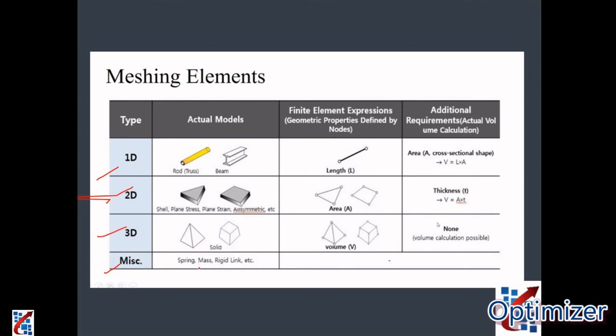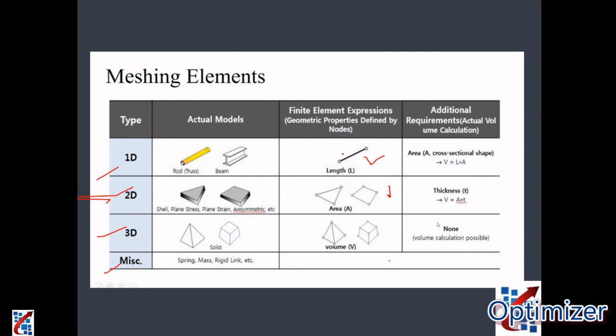And miscellaneous means when you are going to define some spring, mass, rigid links, then it is called miscellaneous. Okay, so if you just see, here what you need to define: if it is a line, you need to define the cross section. If it is a plane, you need to define the thickness, and here you don't require to define anything, because the element is only going to define the geometry of the object.